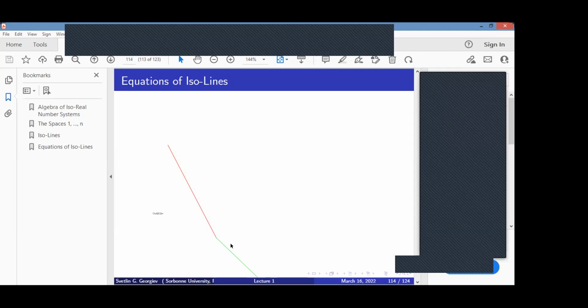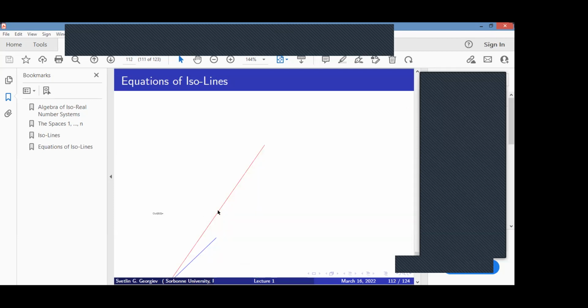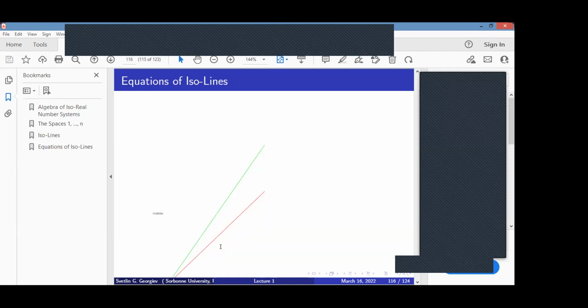Here the angle between the classical line and the iso line is this one. In the previous case, this one, this is the classical line, this is the iso line, the angle is this one. Again, I know that the angle depends on the isotopic elements, and in the next lecture, in great detail, we will explain why and how these isotopic elements reflect on the angles and on other things.